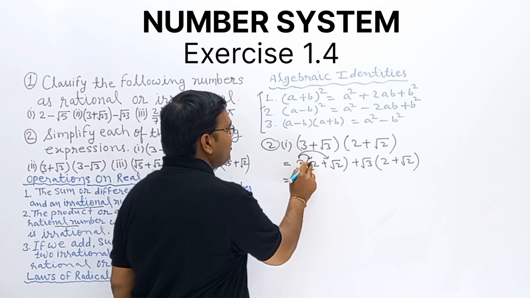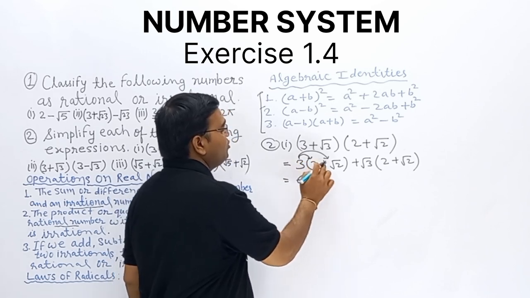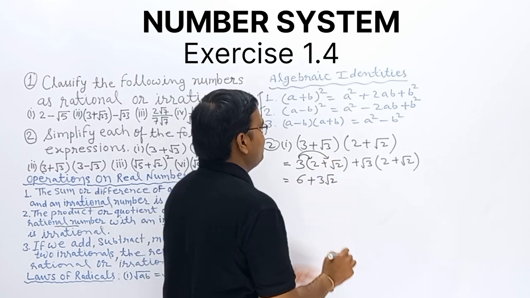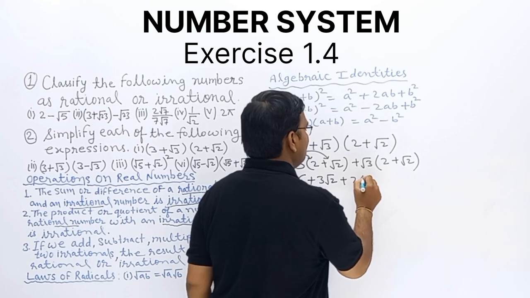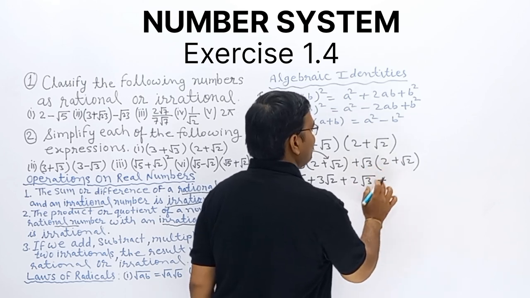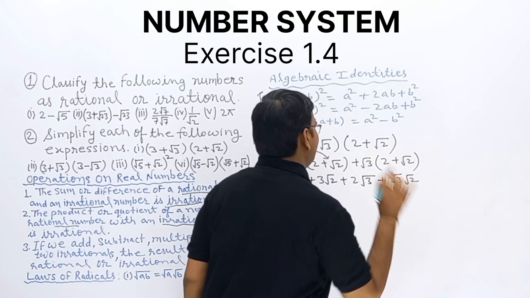So this is positive, this is positive. So plus 3 into 2, 6. Plus into plus, plus, 3 into root 2, 3 root 2. Now next one: we multiply root 3 by 2, the sign is positive because both are positive, so plus 2 root 3. Then plus into plus, plus root 3 into root 2, root 3 into root 2. Like this.